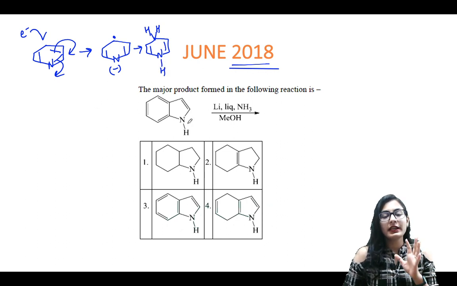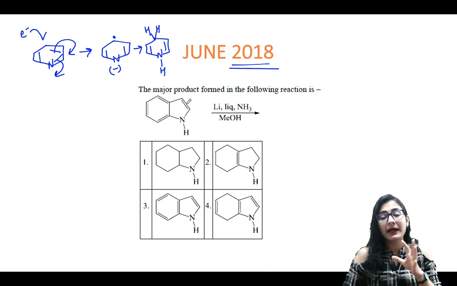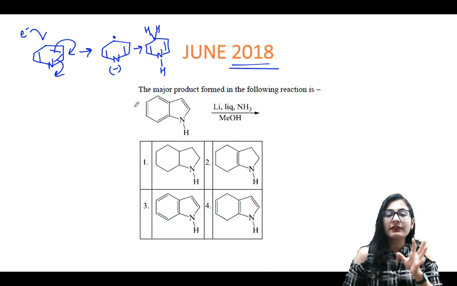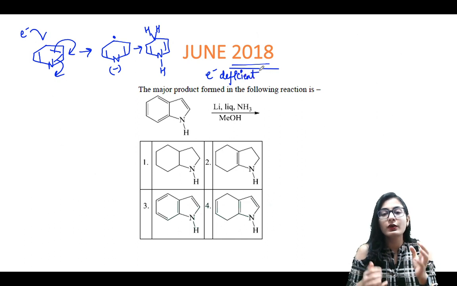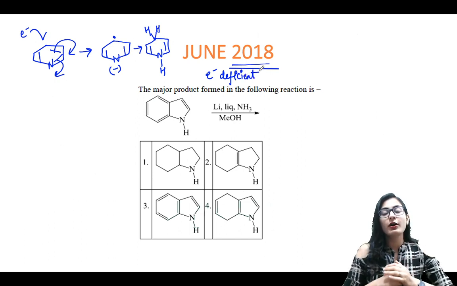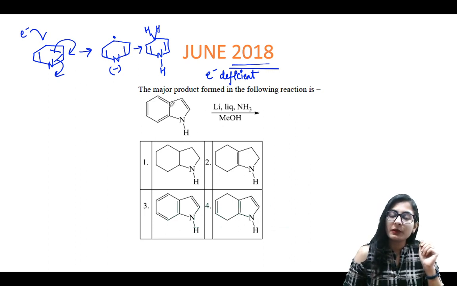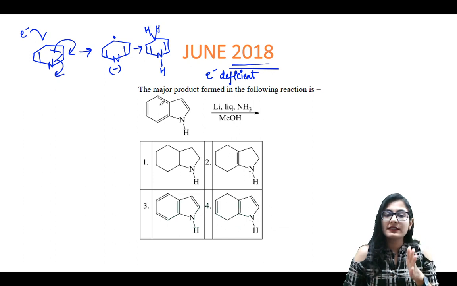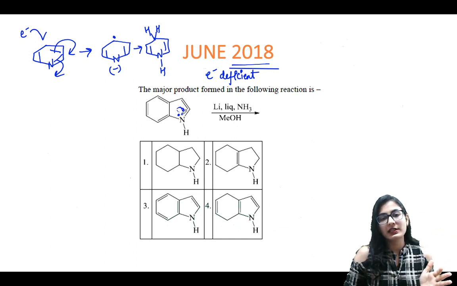Now what about indole? This is a different system. It has two fused rings. One of the rings is benzene, the other ring is the pyrrole ring. Now you have to identify which ring is more electron deficient. The more electron deficient ring is going to accept the electron density from this system. So definitely the 5-membered ring is more electron rich, the 6-membered ring is electron deficient. Why? Because there is a nitrogen which can actually make this ring electron rich.